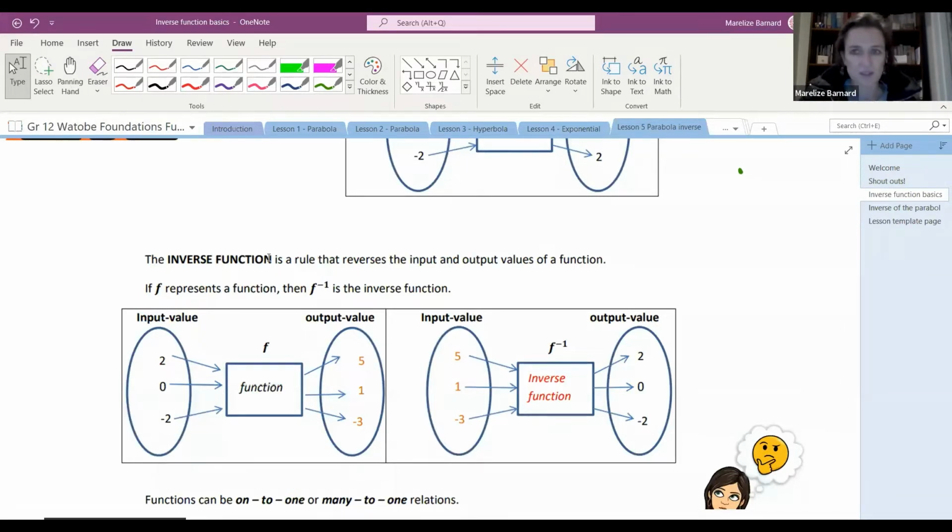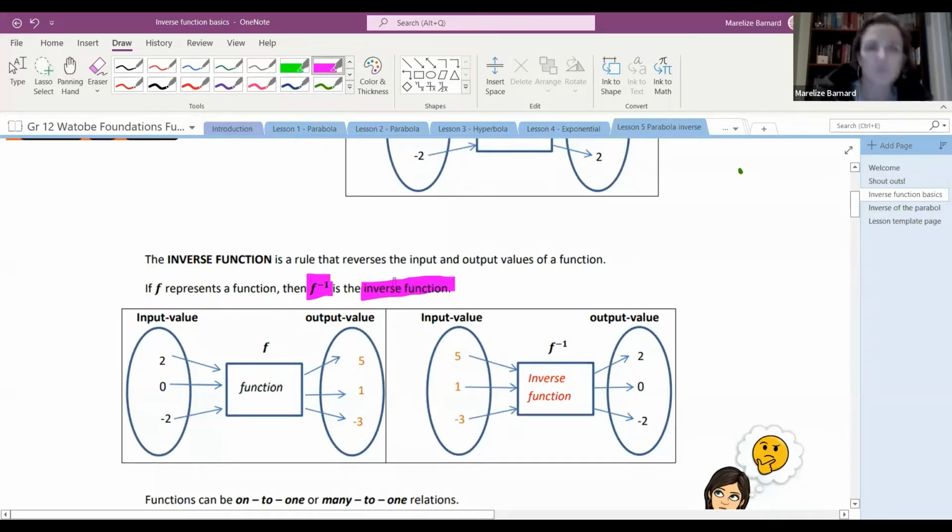It just reverses it. So we represent inverse functions with this notation, the f of minus 1. I think if you've done this in school, you've seen this. So that's just when we use function notation. F to the power of minus 1 means inverse function. So the inverse of the parabola or the inverse of the straight line, inverse of the exponential function is denoted by that little f to the minus 1.